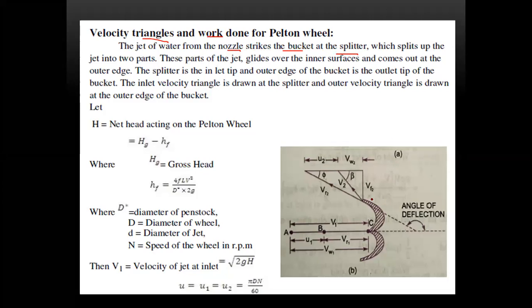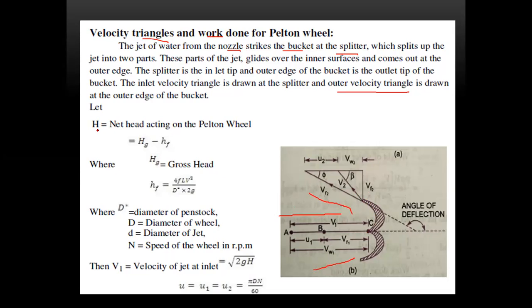See here, this is the top view direction of the bucket, which splits the jet into two parts. These parts of the jet glide over the inner surface and come out at the outer edge. Therefore, if we draw the outlet velocity triangle, the water comes and strikes like this and goes out like this, on this side or this side, right? So we can take one side triangle. Here it is a horizontal type, but here you have a jet stripe because of this curvature.